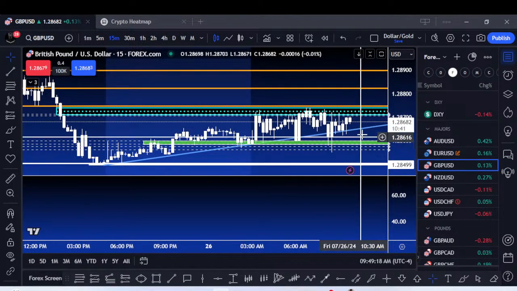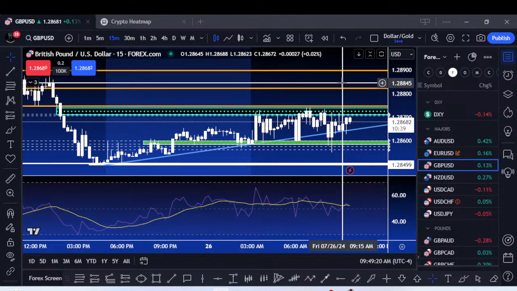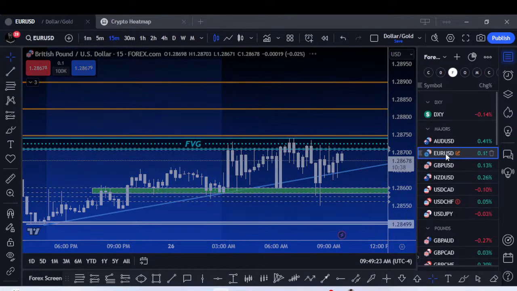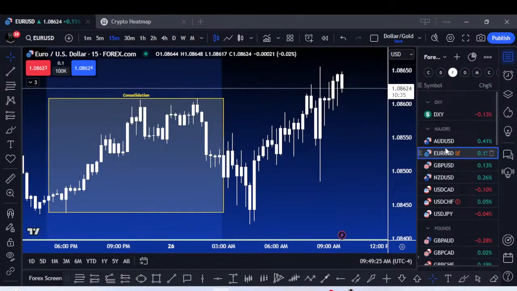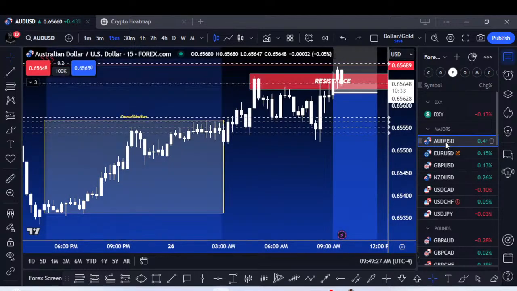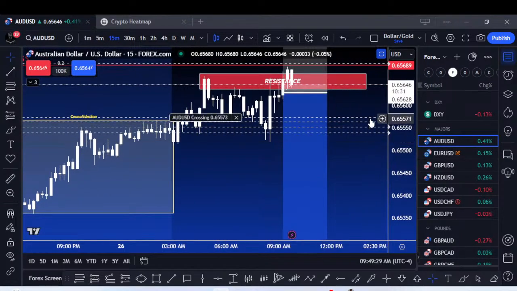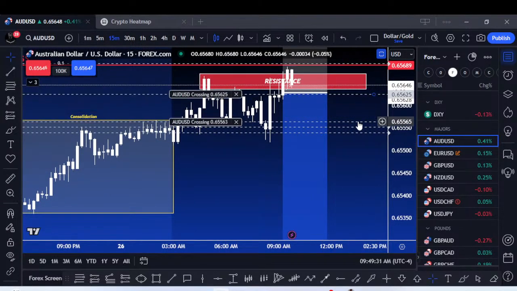All right, so pound dollar, again, not giving me much of anything. Euro dollar, rising just slightly, not much. Aussie dollar a little deeper into resistance, not giving me too much.